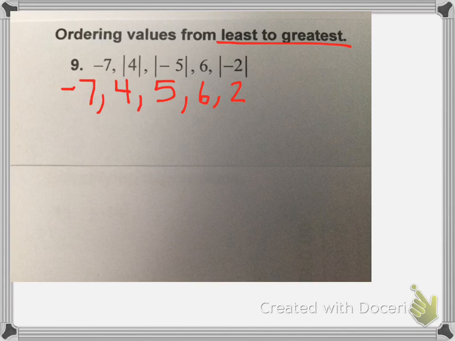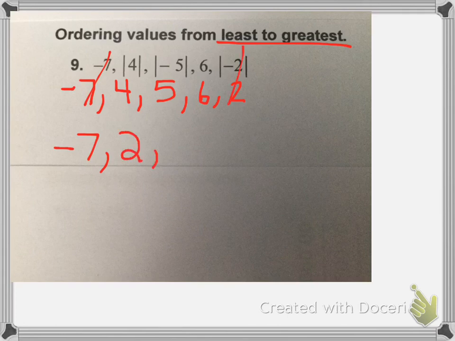So the lowest value here, I would look for all my negative numbers first. Now this one's kind of easy because we only have one negative number. That's obviously the lowest value. So we'll start with -7. Now what I like to do is I cross them off as I go, so it's easier. Now I am down to 4, 5, 6, and 2. What would come next if I was going from least to greatest? It would be the 2.